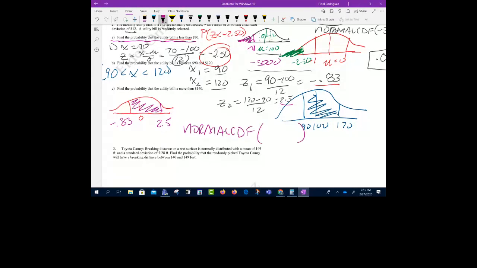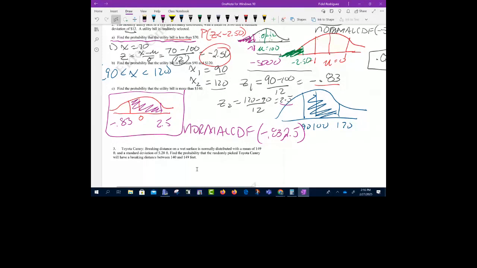Okay. Where do we start shading here, y'all? What do you guys think? Where do we begin to shade in this picture? Negative 0.83, right? All the way, my friends, to 2.5.